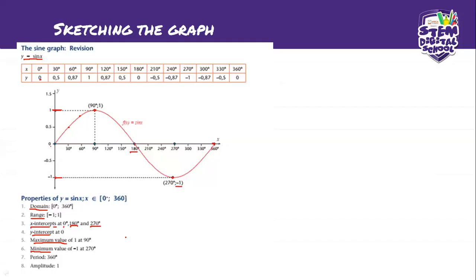So our maximum value is -1. Now we're having what? The period. Now the period of this graph. Now let us study how we determine the period.